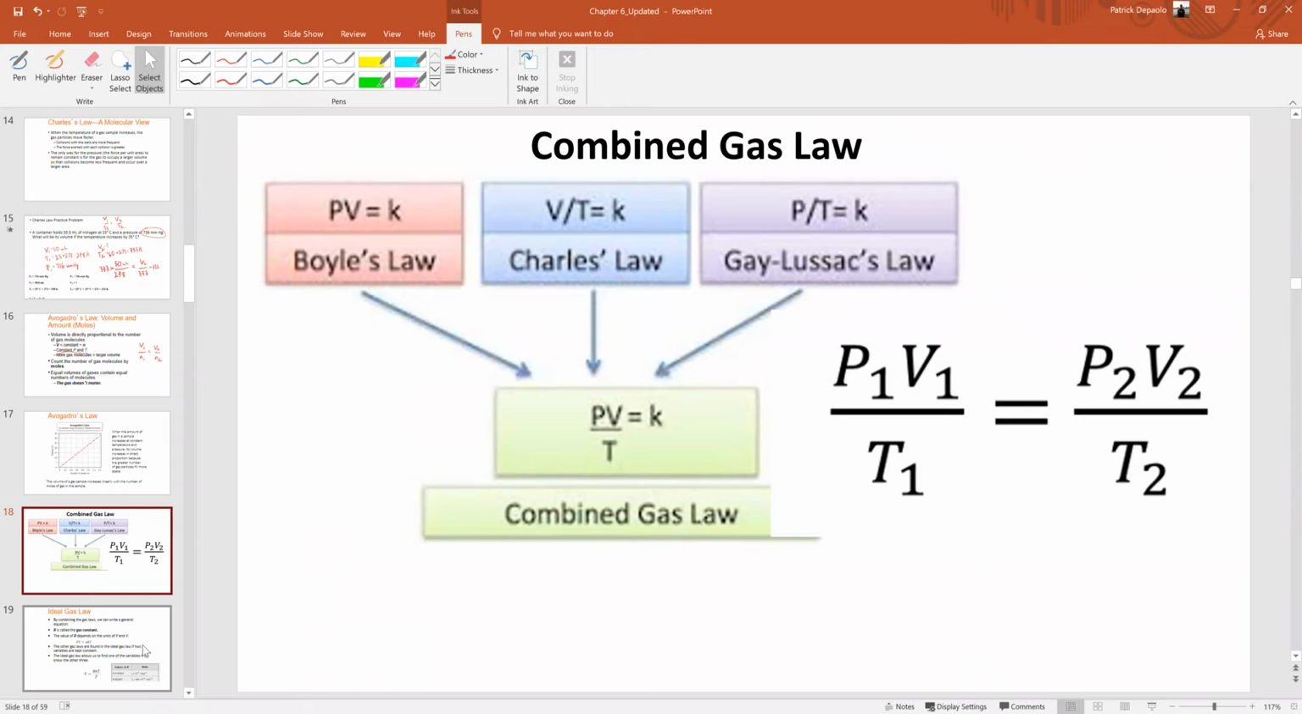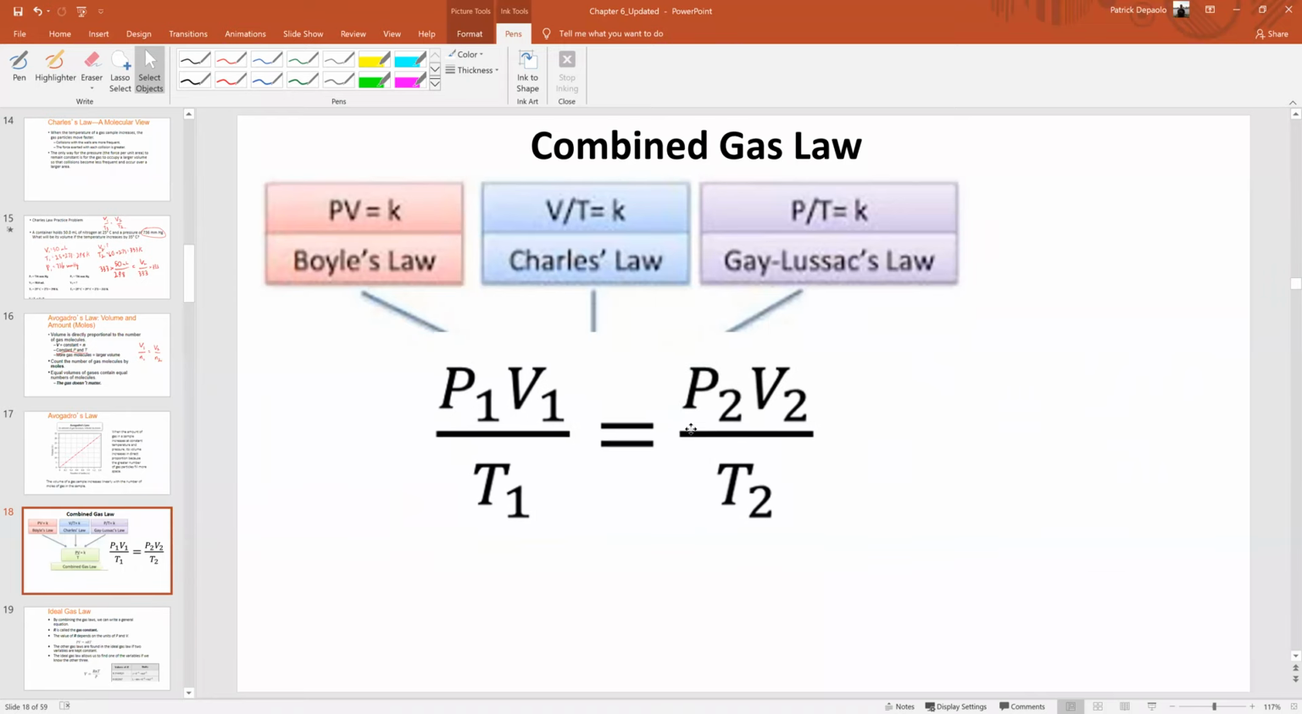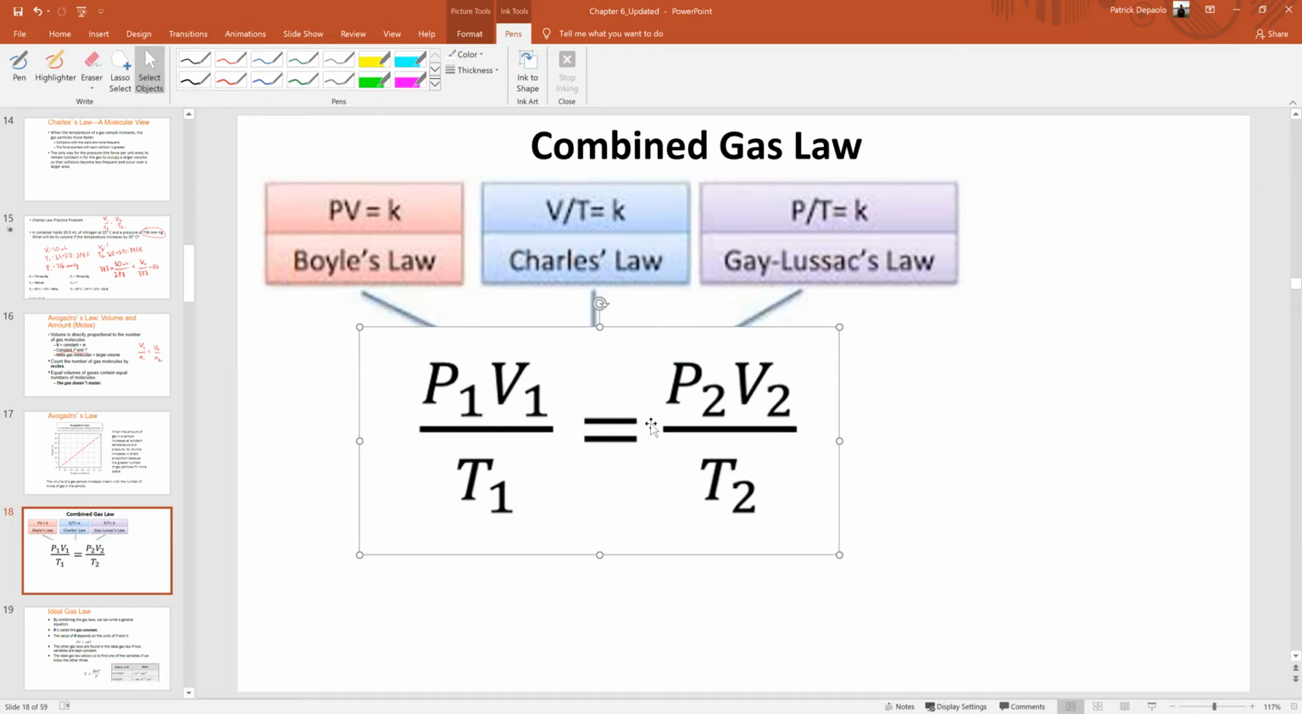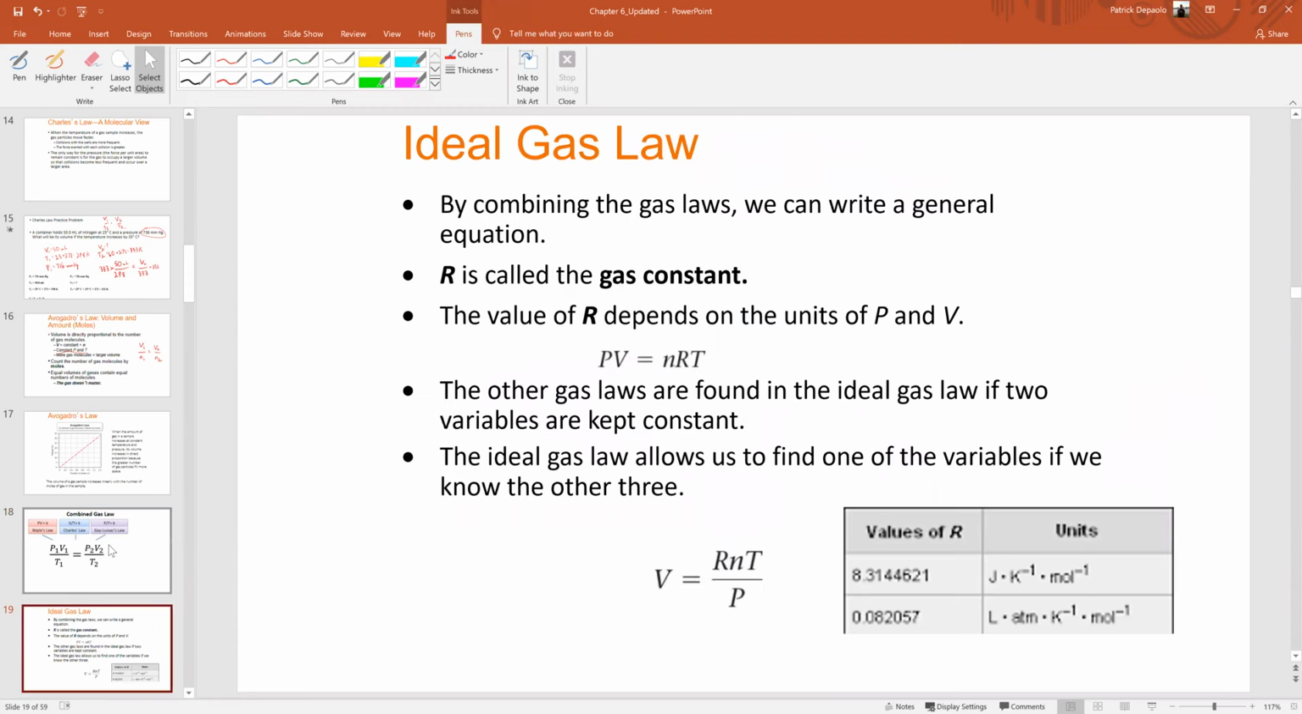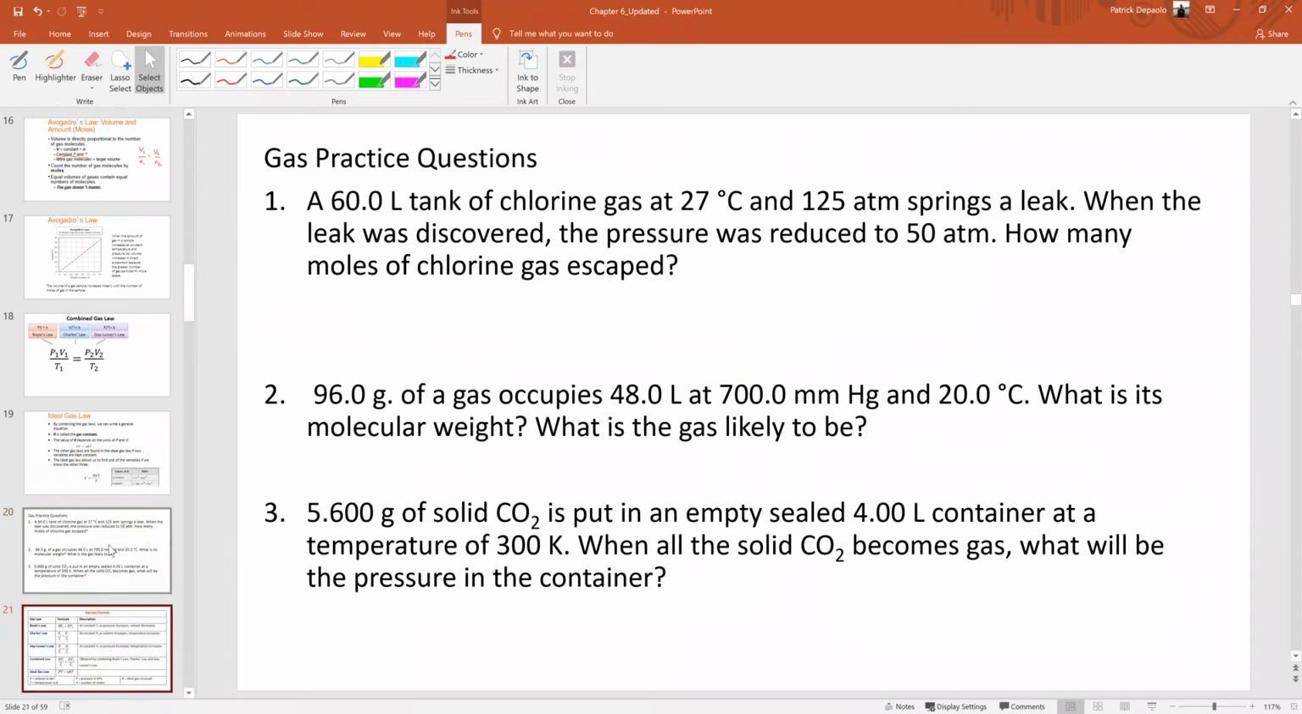Next, the combined gas law. The combined gas law involves Boyle's law, Charles's law, and Gay-Lussac's law, which we did not cover. Avogadro's law doesn't really come into it, but basically, here it is: P1V1 over T1 equals P2V2 over T2. There's nothing really else to it. I kind of explained it already. Are there examples? Yes, there are examples.